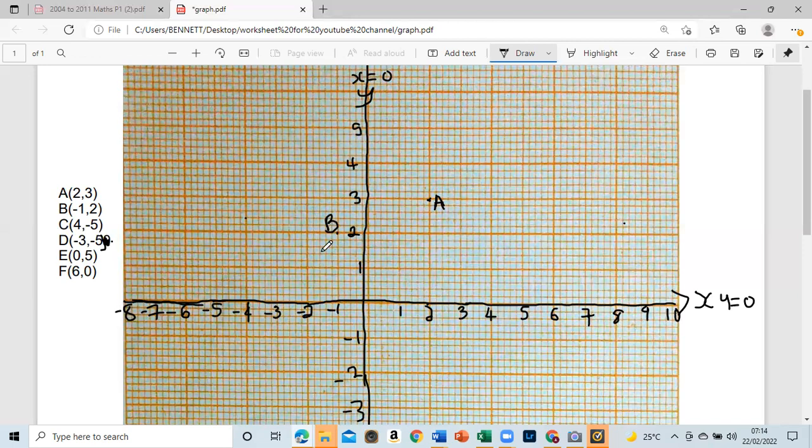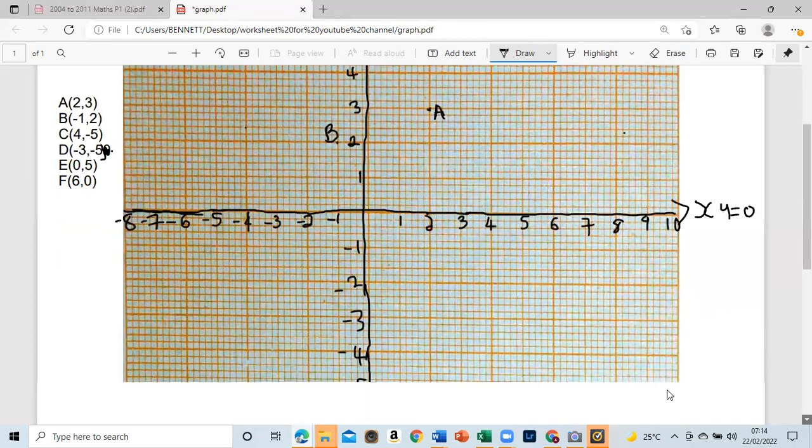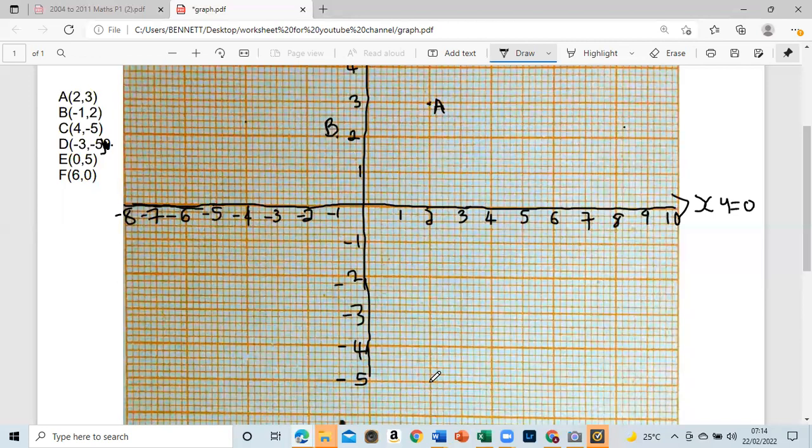All right, so C would be 4, -5. So x is 4, so we find 4 and -5. So we're going down, all right? So 4 and then go down to -5. So guys, as you can see, it's not very hard. The more challenging ones are coming up with a 0, all right? So this is the point C. And then D, we have -3 and -5. So that falls down here. So this would be D.